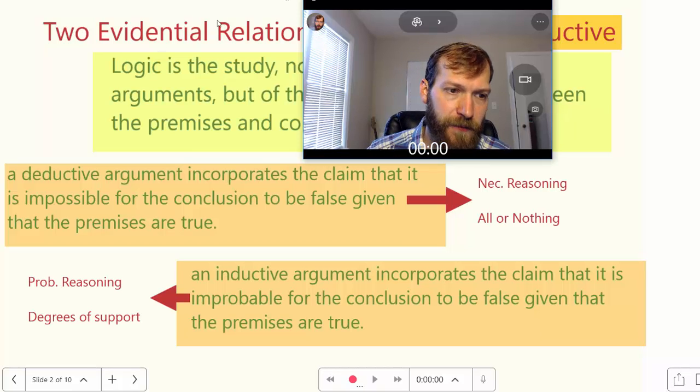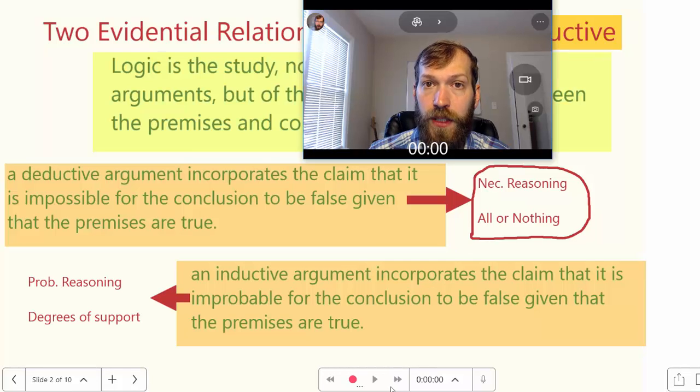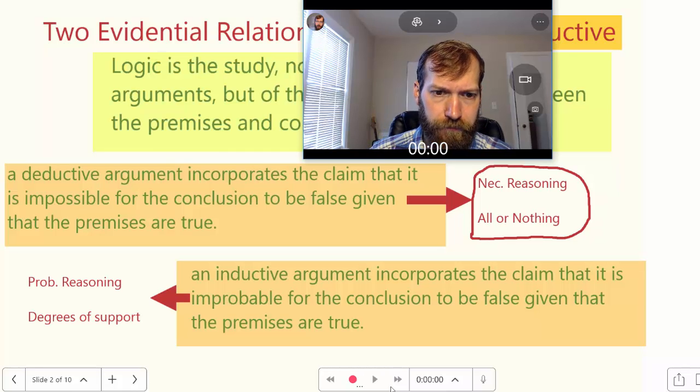So as I've put here in the side, deductive arguments employ necessary reasoning, which is an all or nothing. Either the conclusion really does follow from the argument, and you're guaranteed the conclusion if those premises turn out to be true, or it just doesn't follow at all. So it's binary, it's on or off, it's good or bad, it's beautiful, ugly, etc.